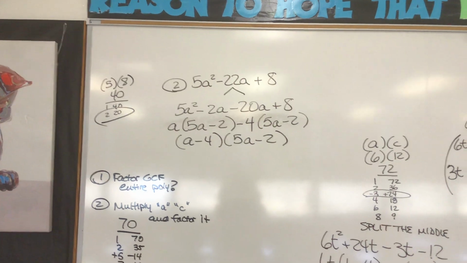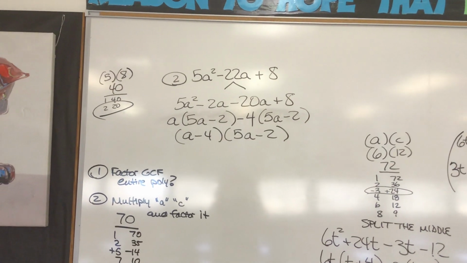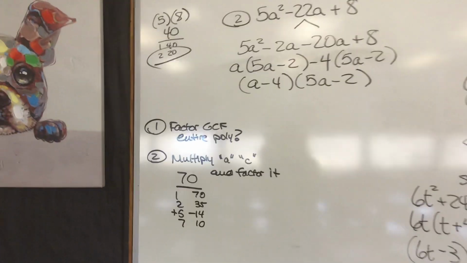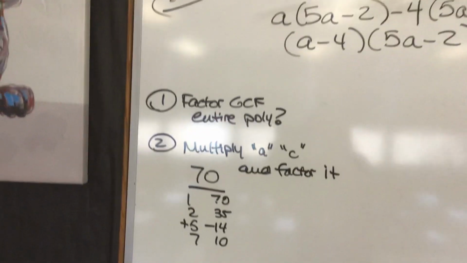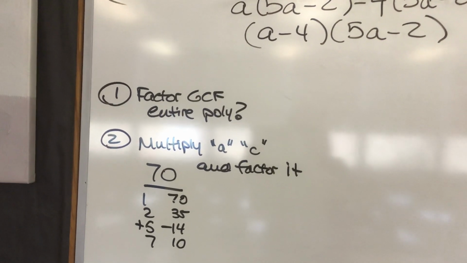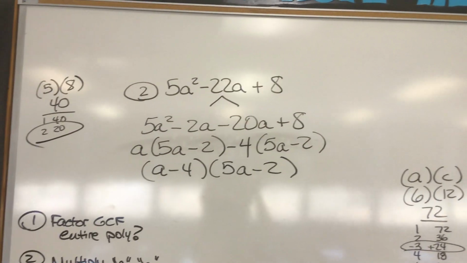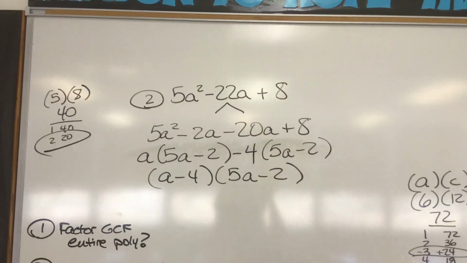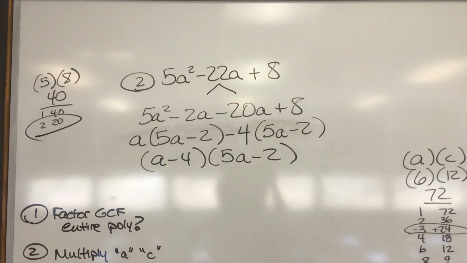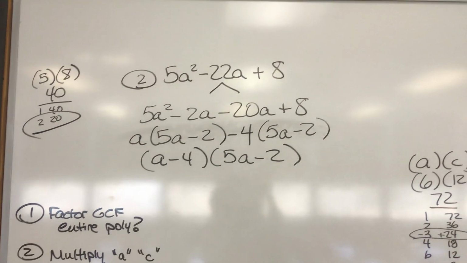The first thing we do when we split the middle is check to see if there's a greatest common factor that we can take out. So here we are, step number 1. Is there a greatest common factor in the entire polynomial that we can take out? In this case, there isn't. 5a squared minus 22a plus 8, there's no greatest common factor we can take out. So step 1 is done. We can't factor out a greatest common factor.